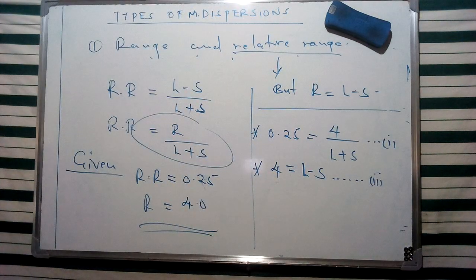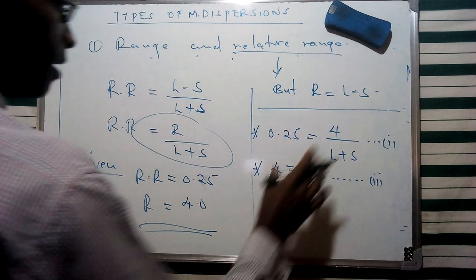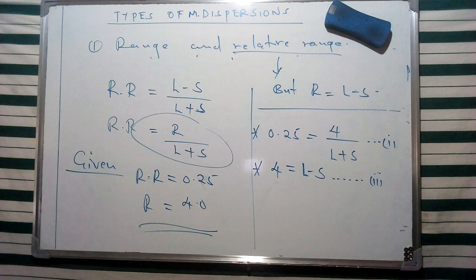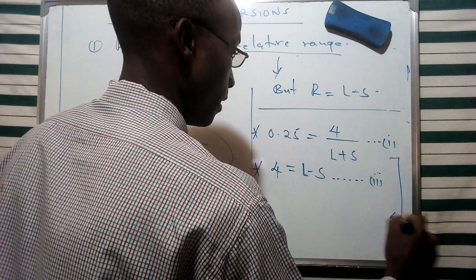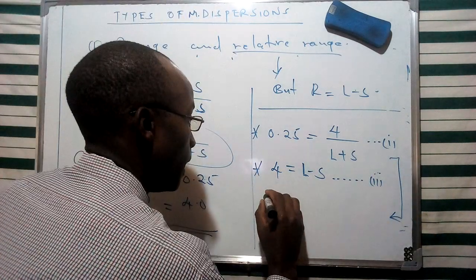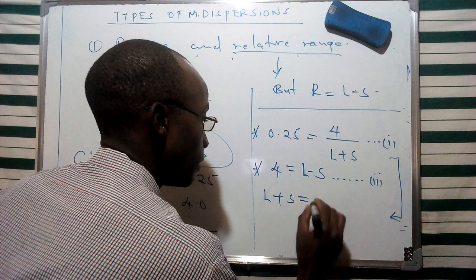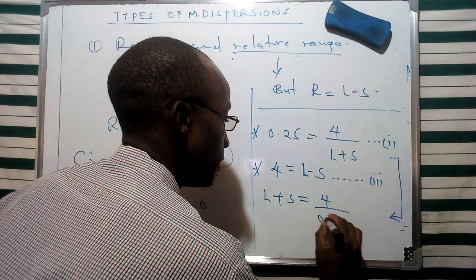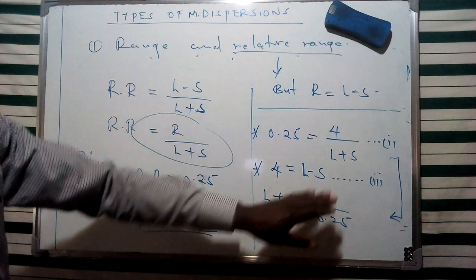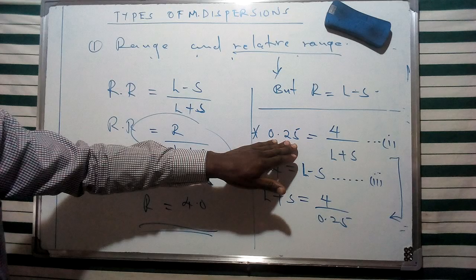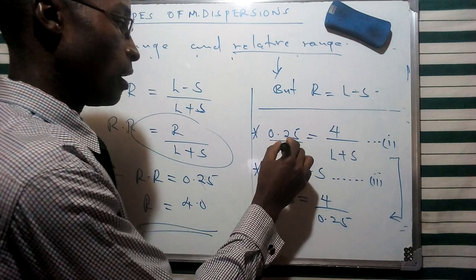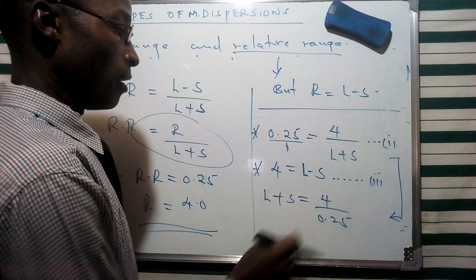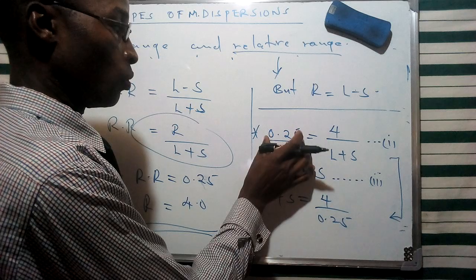And we can give our third relationship. From our first relationship, we can do a simplification and give it in terms of L plus S is equivalent to 4 divided by 0.25. What I've done is a cross multiplication, whereby I'm multiplying this one by this. The 4 is just the same as 4 over 1, so we have 4 times 1 given as 4, and then L plus S times 0.25.